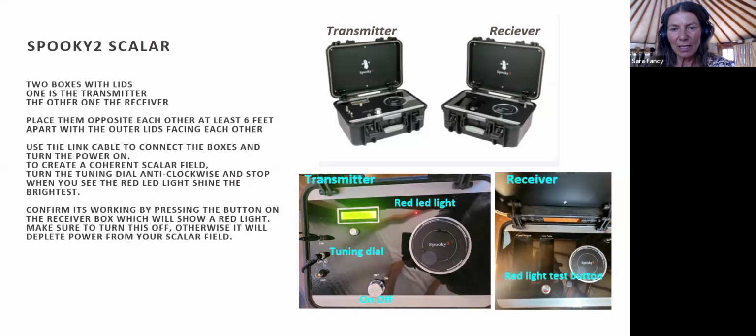And then you get a red light that comes on. When it's the brightest, it's so easy. That's when you've got a field happening. You can confirm it's working by pressing the button on the receiver box, which will show a red light. So another red light, but this time it's on the receiver. You want to make sure you turn it off. It's not supposed to be on all the time, otherwise it will deplete power from your scalar field.